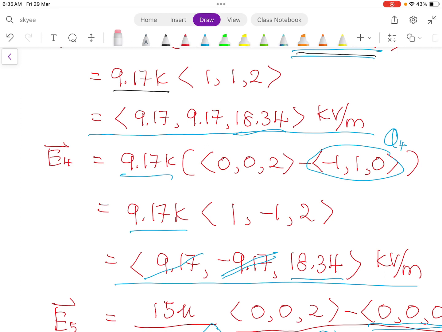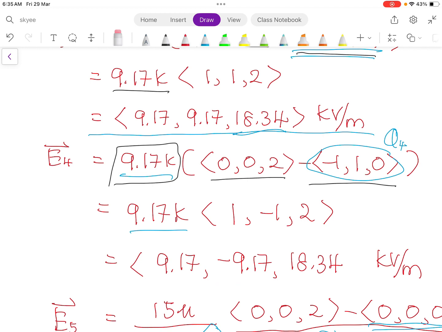So, taking the coordinate of Q4, and the observation point. The front part is the same. Then you get the answer over here.